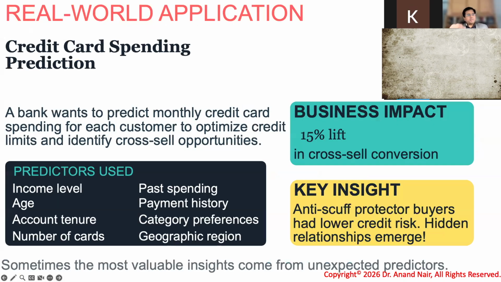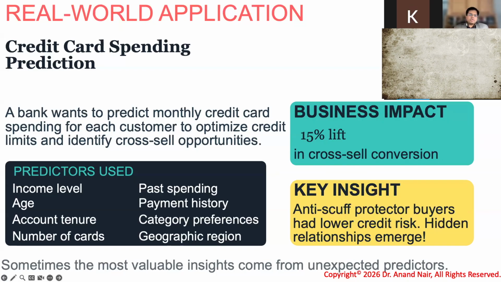So the real world application for these kinds of things would be, for example, credit card spending prediction, a bank predicting monthly credit card spending. And predictors could include income, age, tenure, past spending of the customer, payment history of the customer, and many more. Now the model can achieve, let's say, 15% lift, which we could always do with what we have learned so far, in cross-sell conversion.